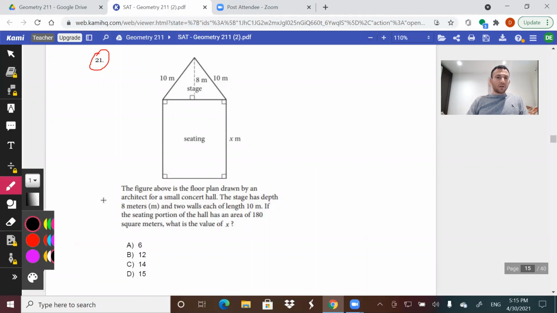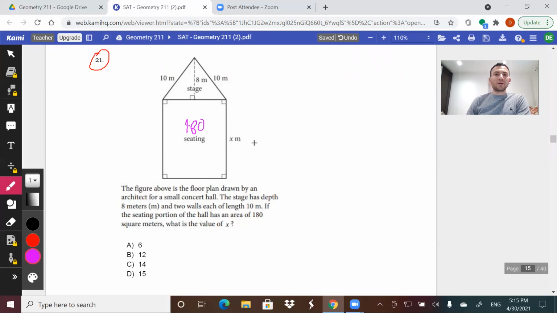Okay. So this problem says, the figure above is the floor plan drawn by an architect for a small concert hall. The stage has a depth of 8. So stage goes back 8 meters. And 2 walls, each of length 10. So these are the walls of the stage. If the seating portion of the hall has an area of 180 square meters, what is the value of x? So we know this is 180.